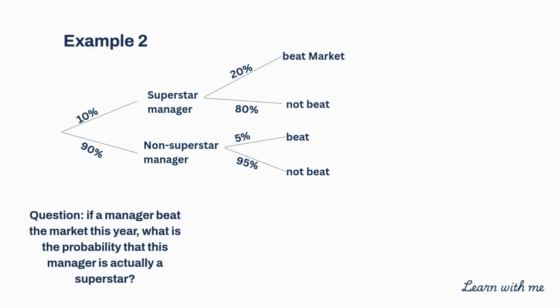If we observe that a manager beat the market this year, what is the probability that this manager is actually a superstar? In this case, we're re-updating our belief about the manager after seeing new information. This is exactly where Bayes' rule comes in. To answer this question, first, let's figure out the total probability of a manager beating the market.